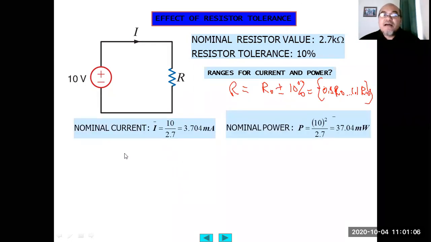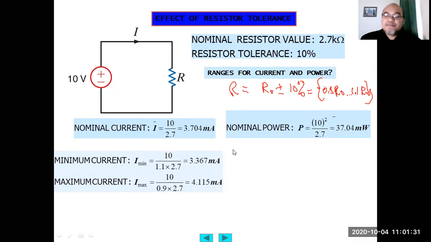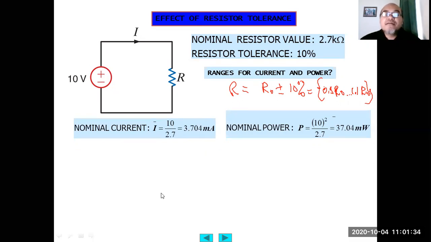So it means now the nominal current, which is when the resistor value is at its average, is the voltage divided by the nominal resistance value, 2.7 kilo ohm. So this equals 3.704 milliampere. The milli here comes because this is kilo. There is a kilo here. This is volt and this is kilo ohm. So that's why the unit is milliampere.